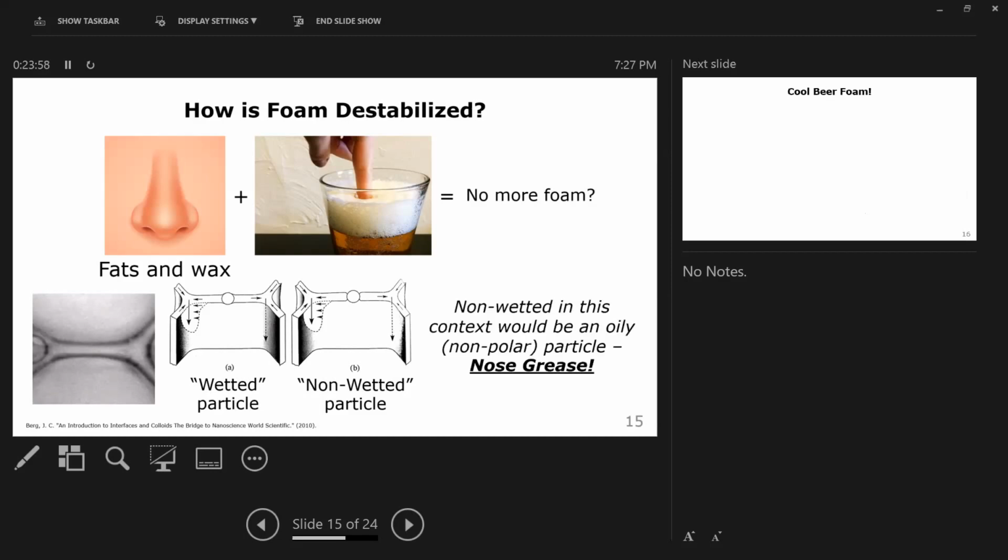So this makes sense because in the beer scenario, this liquid film is water basically, and the little particles that you're rubbing from your nose are like oil, basically non-polar little particles, and that will tend to destabilize the foam. Okay, so that makes actually total sense. I haven't done any measurements on this, but anecdotally that all makes sense.